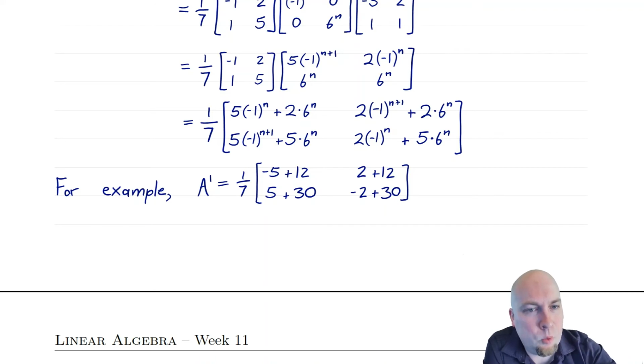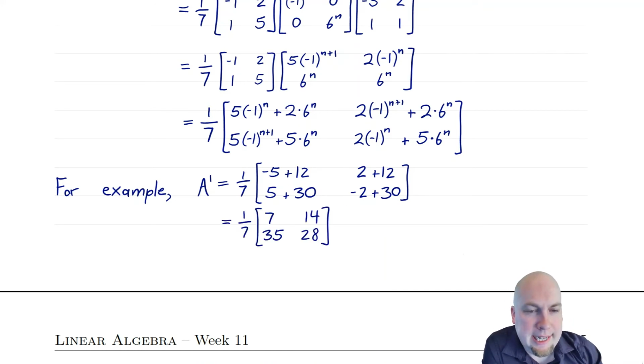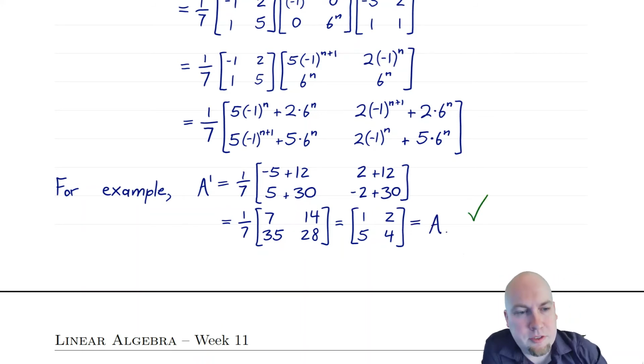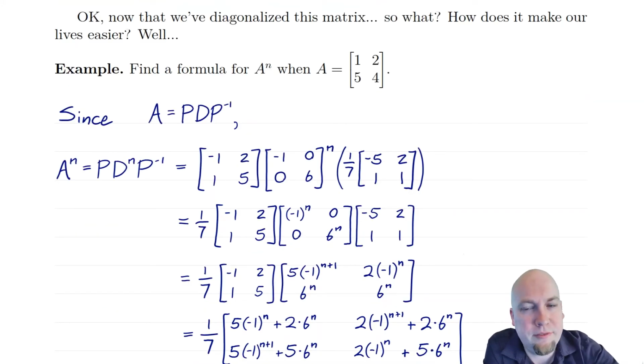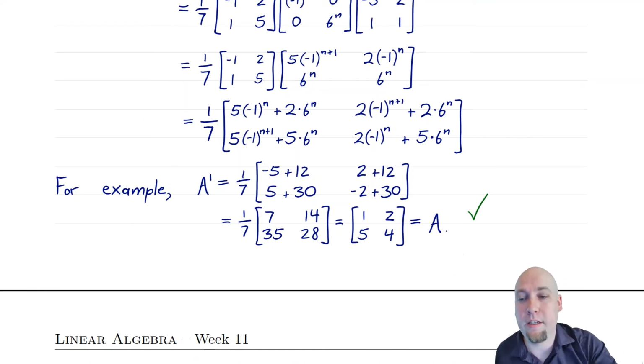Well, if I plug A to the power 1 in here, I get a minus 1 here, I get a 6 here, so that gives me minus 5 plus 12. And similarly, in all these other entries, I'm going to get 2 times minus 1 squared, which is just 1, so I get 2, and then plus 12. And similarly down here, I get 5 plus 35 minus 2 plus 30. I add up those entries, and the 1/7 divides each of those really nicely. And I end up with the matrix 1, 2, 5, 4 after I simplify. And if you scroll back up, that's the matrix A that we started with, right? 1, 2, 5, 4. So the formula at least seems reasonable, and it seems like we did our work properly.